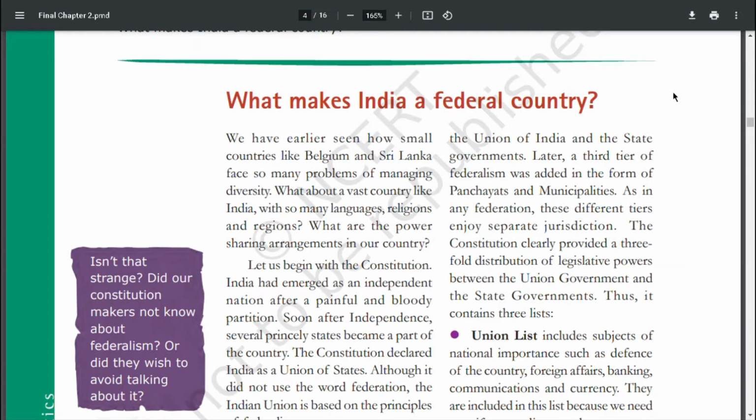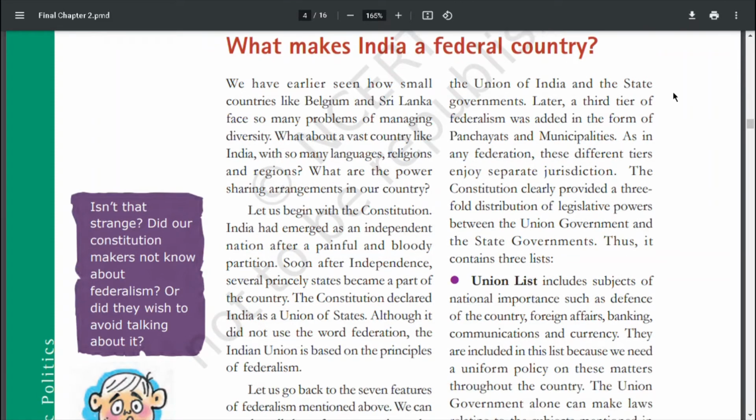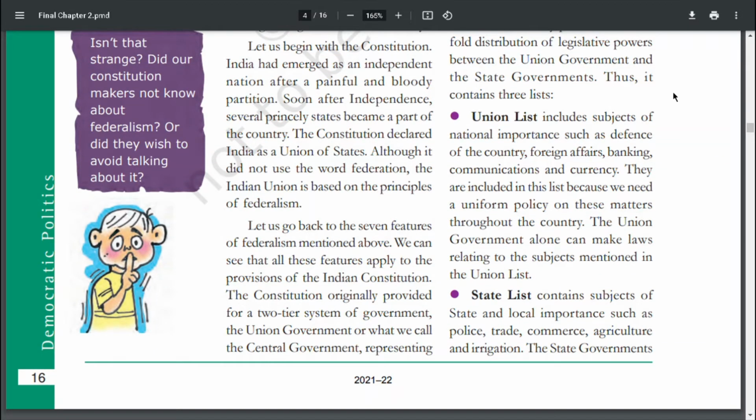As in any federation, these different tiers enjoy separate jurisdiction. The Constitution clearly provided a threefold distribution of legislative powers between the Union government and the state governments. Thus, it contains 3 lists. First, the Union List. The Union List includes subjects of national importance such as defense of the country, foreign affairs, banking, communications, and currency. They are included in this list because we need a uniform policy on these matters throughout the country. The Union government alone can make laws relating to the subjects mentioned in the Union List.